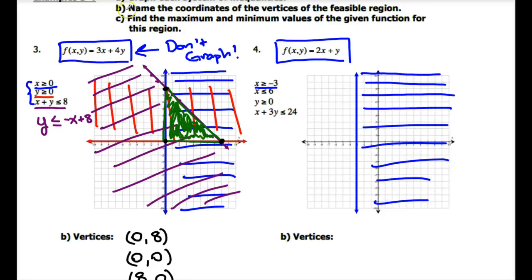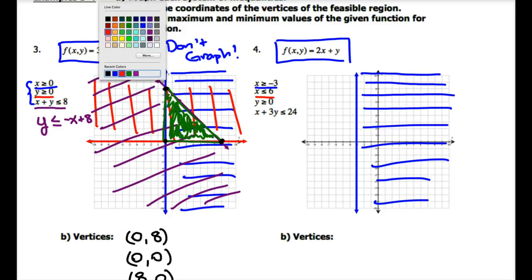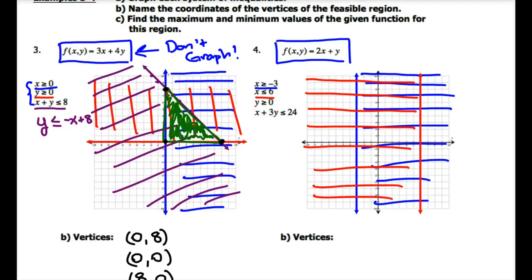Okay, and then I also have another vertical line, x is less than or equal to 6. So that's going to be right here. And for this one, we're shading to the left. y is greater than or equal to 0. Again, that's going to be the x-axis. Shaded above.